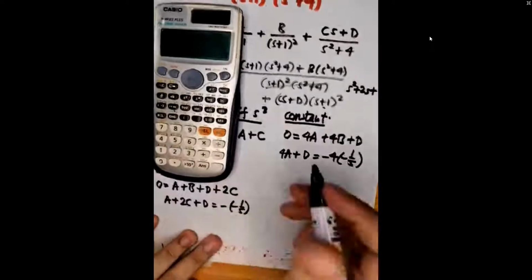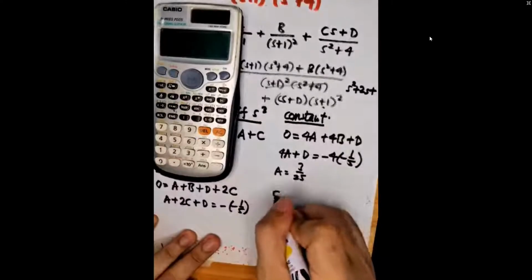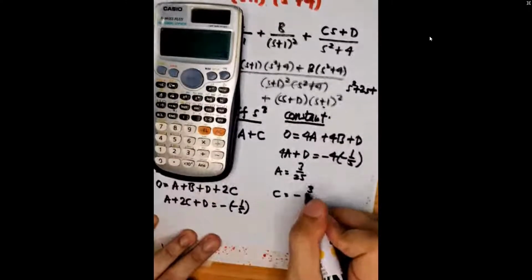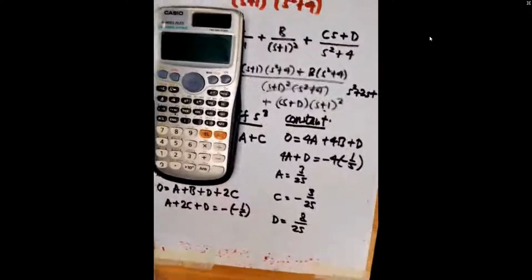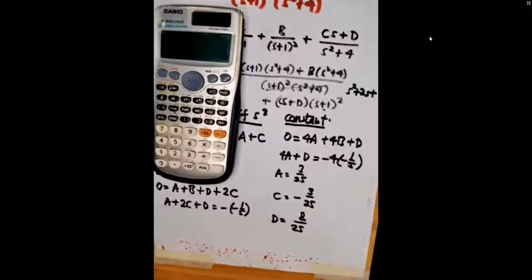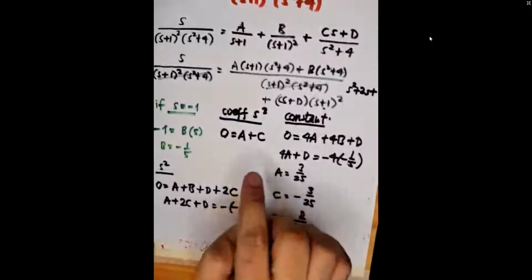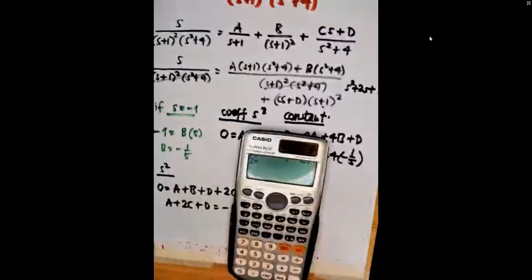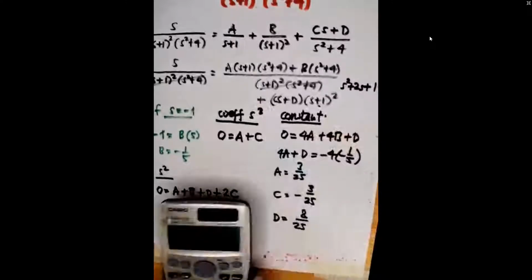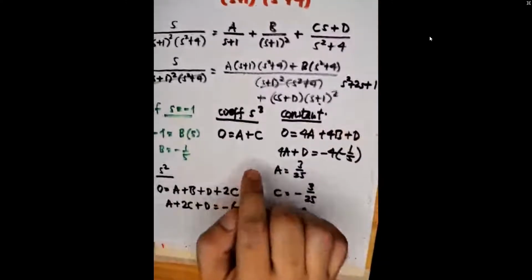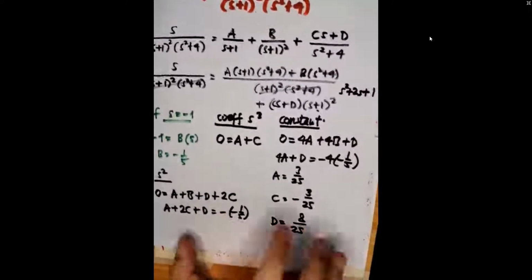So, A is 3/25. C is negative 3/25. And D is 8/25. Ayan. Tinry ko na lang, Noel, hindi ako magsa-substitution. Equation ako. Ayan, yung 3 equations with 3 unknowns, para lang mabilis ko siyang makuha yung tatlo. Tamad ako mag-substitution. Nagkamali ako pindot dito.